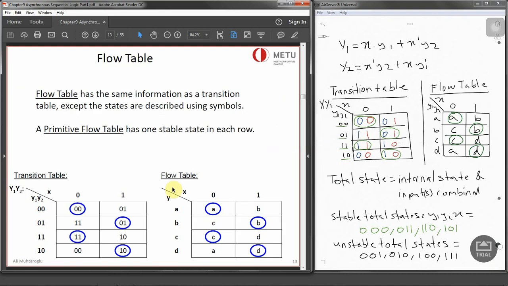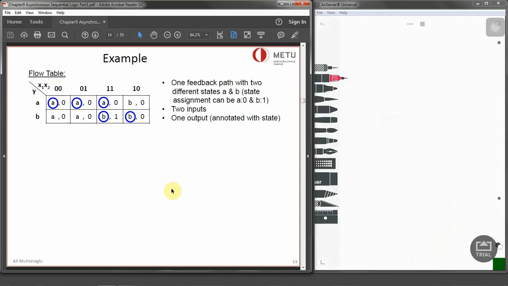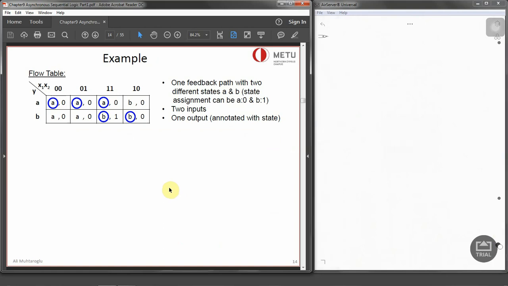Now we are going to do another example by using a flow table. In the example given over here, there is one feedback path which is y, and there are two states A and B. They can be 0 and 1, and we have got two inputs x1 and x2, and we have got one output which is annotated next to our states. So in order to derive the state table and the output table for this example, or the transition table, I am going to draw the transition table directly from the flow table.